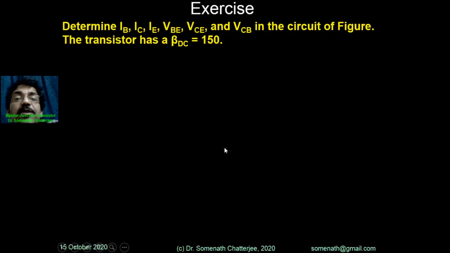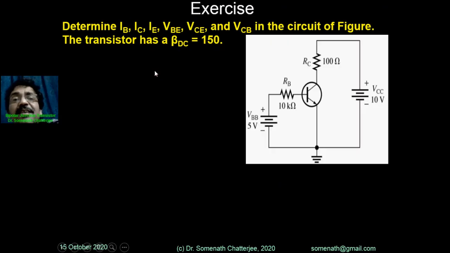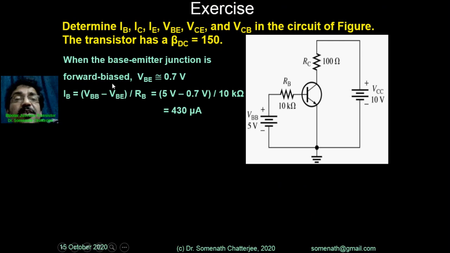Okay, now I am going to discuss one problem, the exercise: determine IB, IC, IE and VBE with these circuits. When the base-emitter junction is forward biased, you can see this is an NPN common emitter transistor. Here it is for amplification.